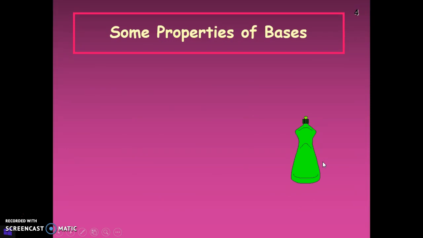Let's shift gears now and go to some base properties. If you need to, pause the video so that you can get these properties down, or you can just go to the PowerPoint on the website and look at the slide without any audio.